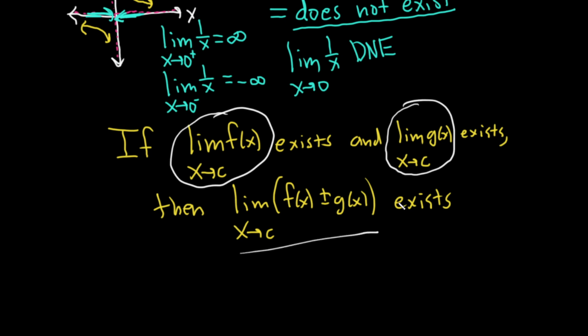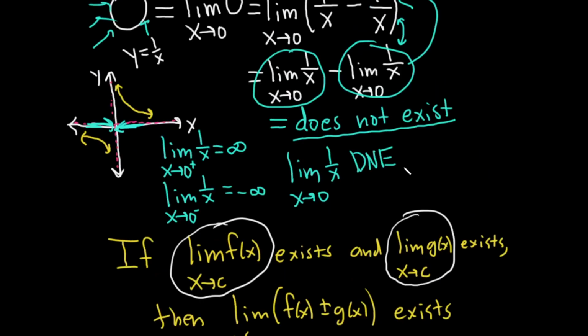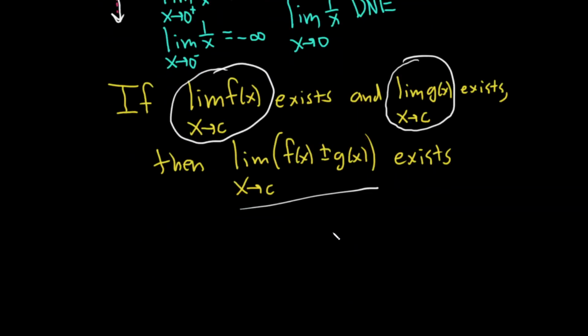But that's not what we did here. Right here, we had two limits that did not exist, and we went to something that exists. So you can't do that. You might think, well, wait a minute, this is saying that if this exists, then the individual ones exist. That is not true. This is an if-then statement, so it only goes one way. Again, if the individual limits exist, then the sum and difference exists. If the sum and difference exist, it's not necessarily true that these exist.